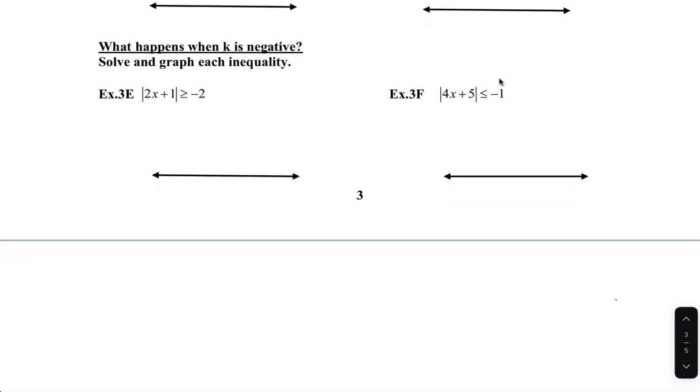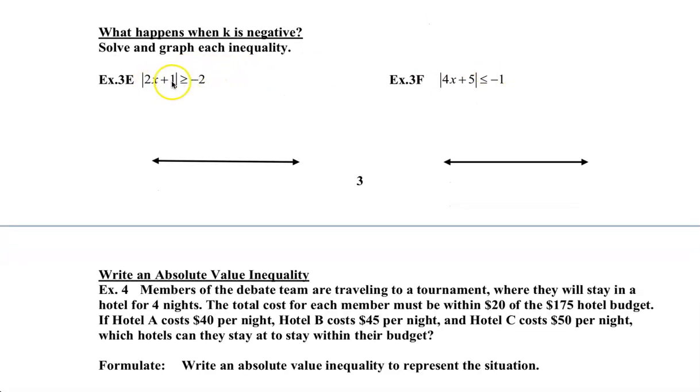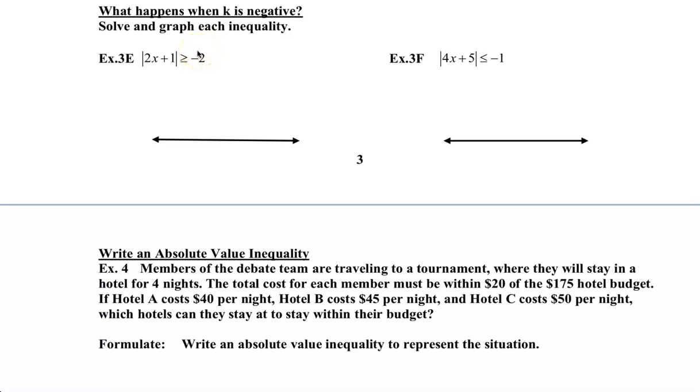What happens when k is negative? If you remember before, normally with absolute value equals a negative, there was no solution right off the bat. That's not necessarily true for an absolute value inequality, though. So what we do here is we have two choices. You can either solve it like normal and see what you get. You're going to get all real numbers, infinitely many solutions, or no solution. Or you can think about it logically.